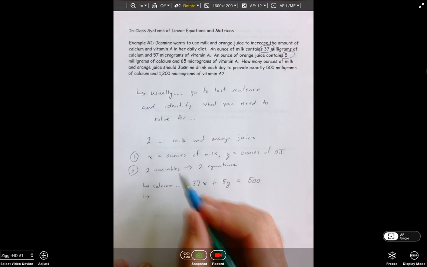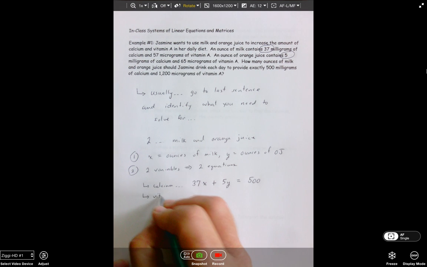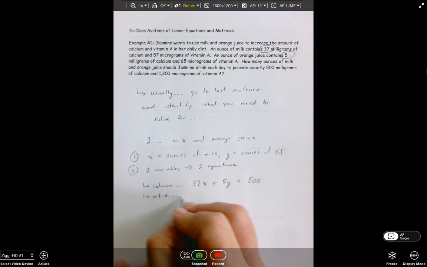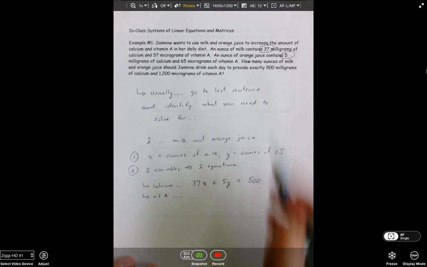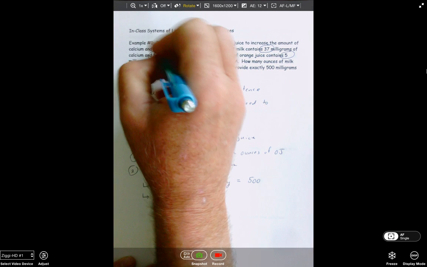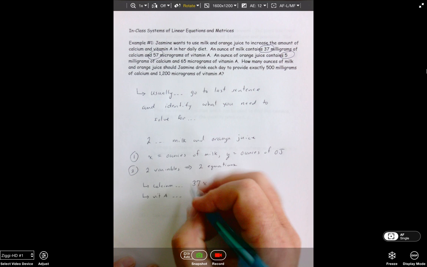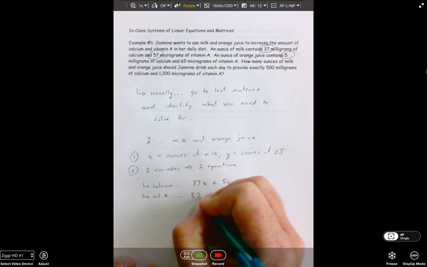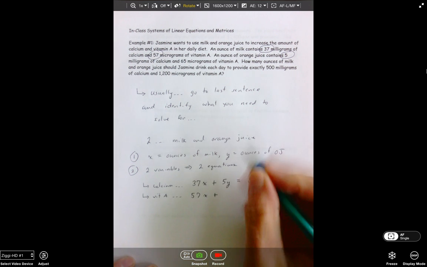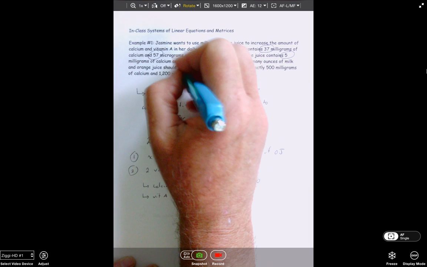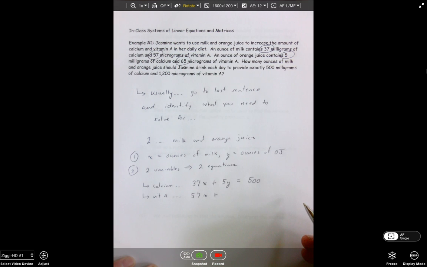The next thing I'm going to do is set up something for the other relationship, or not necessarily a relationship, but the values that I'm given in there, and that's the vitamin A. So I have 57 micrograms of vitamin A for each ounce of milk. And I have 65 micrograms of vitamin A for each ounce of orange juice.